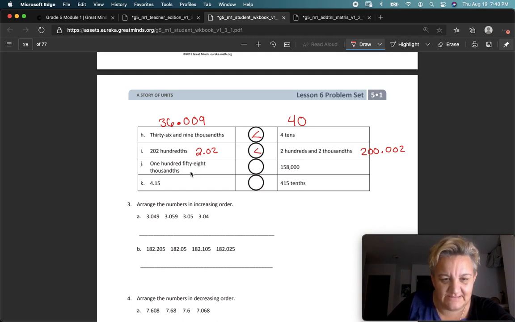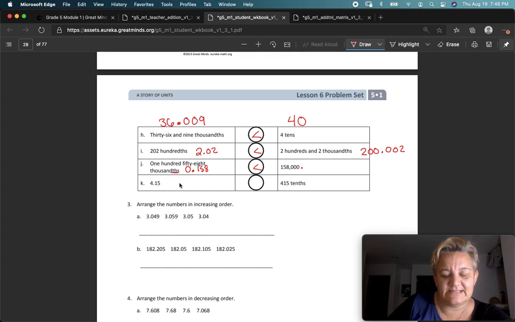158 thousandths, so that's to the right of the decimal. So 0, 1, 5, 8. And here I have 58 thousands, right? So this one's definitely bigger. It doesn't have anything to the right of the decimal.